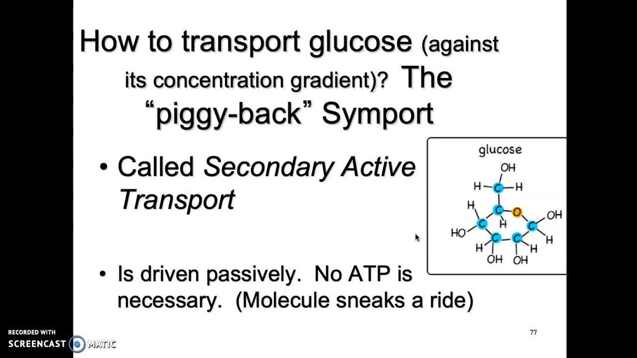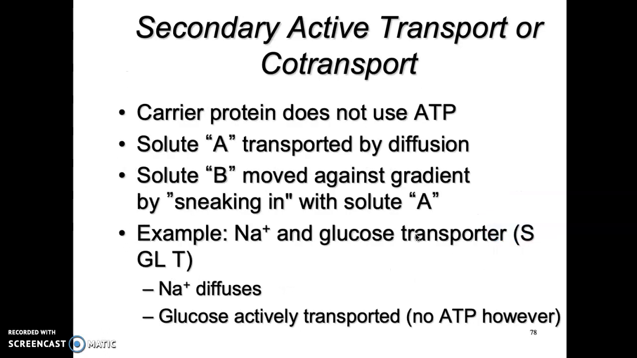This kind of movement of glucose does not require ATP, and the way it does that, it's driven passively, and it is done by piggybacking with sodium. So let me show you. It's called secondary active transport or co-transport. So we're going to have a carrier protein that's going to carry that glucose molecule, but it's not going to use ATP.